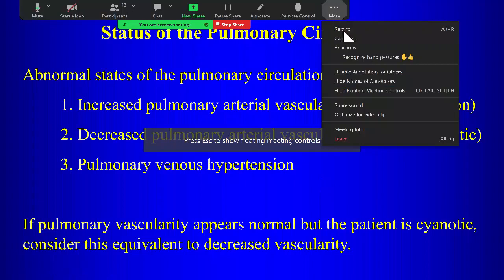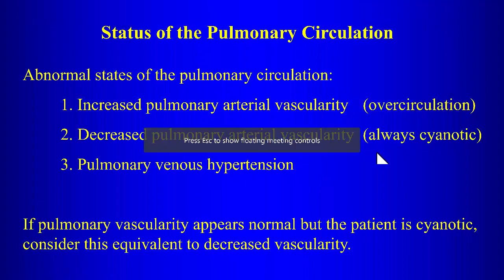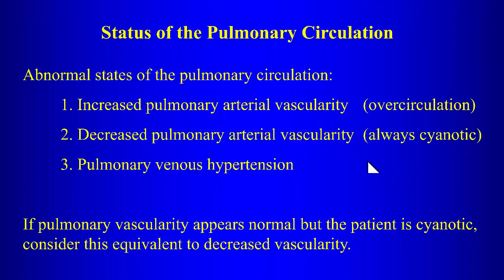And if anybody knows a nice trick to keep this thing off of there, let me know. Anyway, so abnormal states: increased pulmonary vascularity, over-circulation, decreased pulmonary vascularity. Those patients, by the way, are always cyanotic if they have decreased pulmonary vascularity. And then pulmonary venous hypertension. Rule of thumb, if pulmonary vascularity appears normal, but the patient is cyanotic, consider that equivalent to decreased vascularity. And this is the plain film approach. We're talking about the plain film approach here.